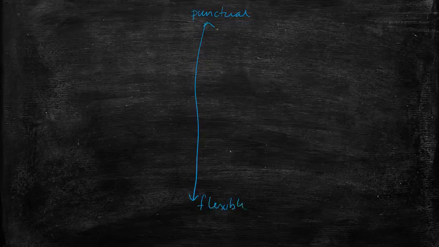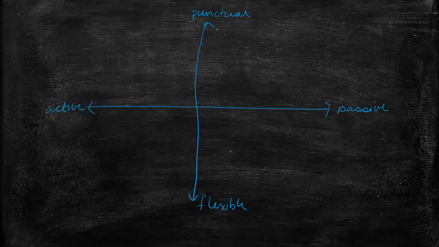Well, what happens if we start to put some of these examples together? Let's start with the punctual value and bring that down to the flexible. And we'll cross it with active, an active student, and a passive student. Let's say that you are a supervisor and you place a high value on being punctual, and you are also used to taking control. You are an active person. We will put a large capital S up there for you. You are punctual and you are active.